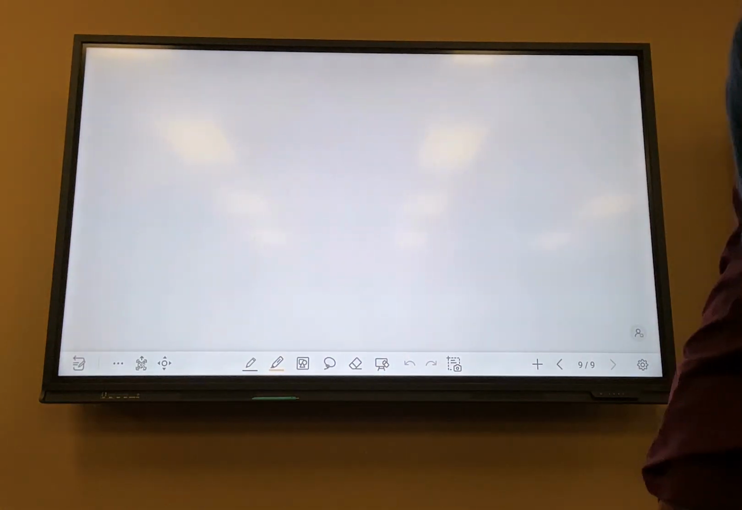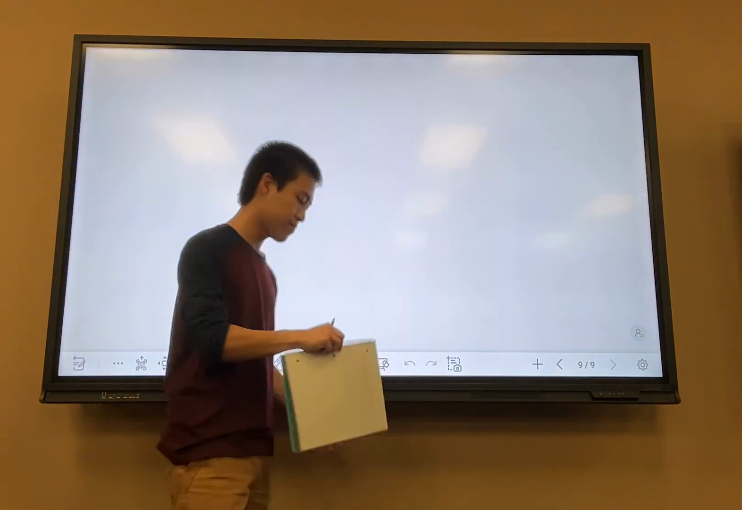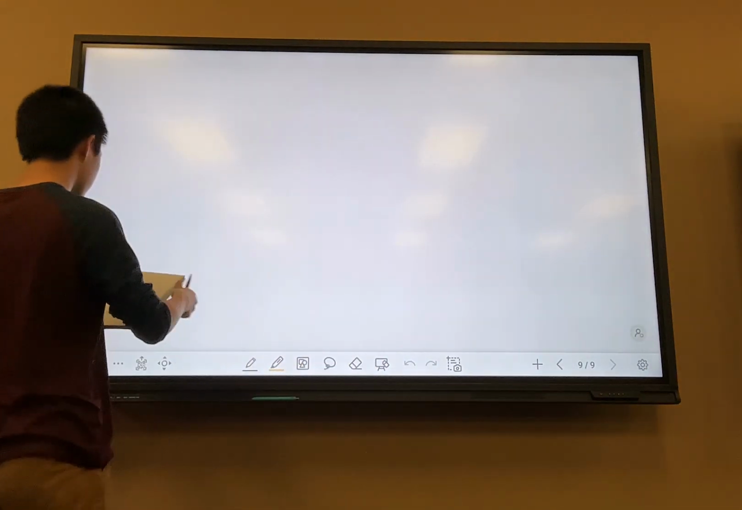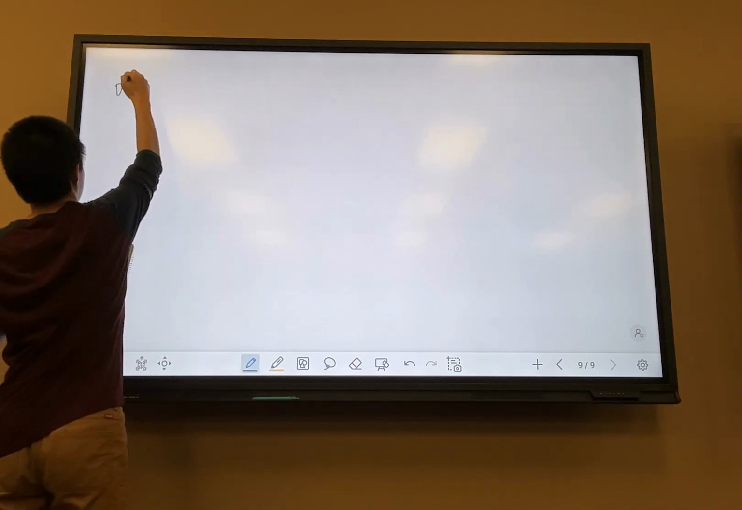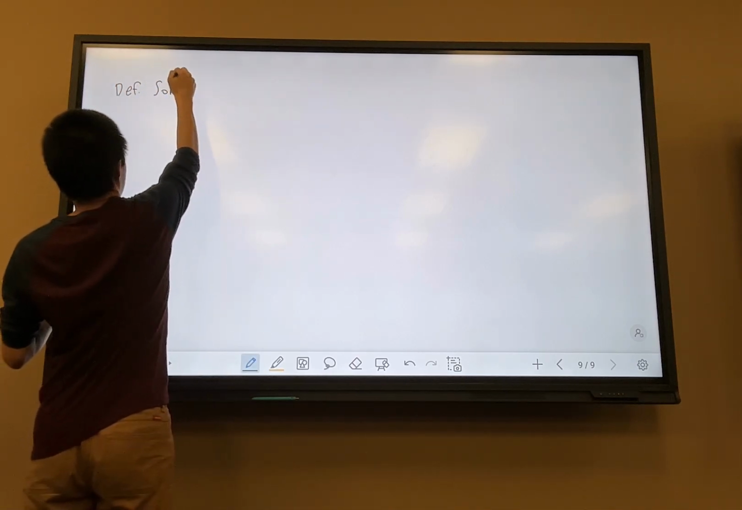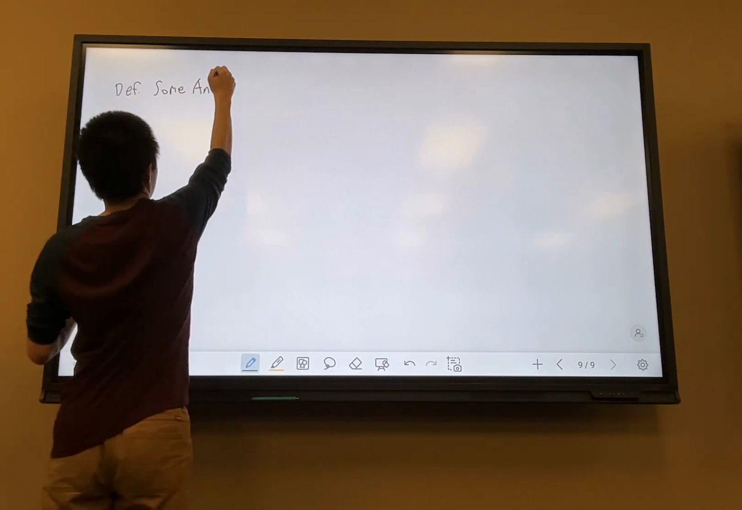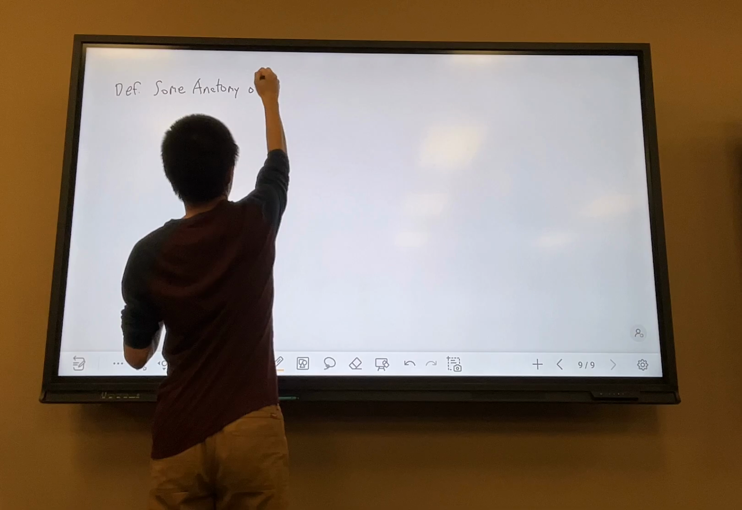Alrighty. So there are a few things that I wasn't able to get to. First, which we kind of already talked about, we can define some anatomy. So the definition, some anatomy of a matrix.